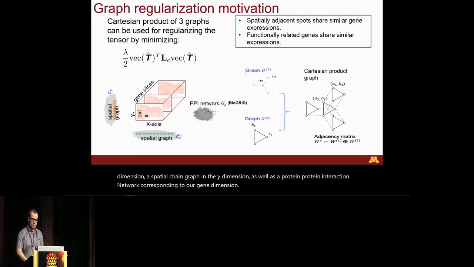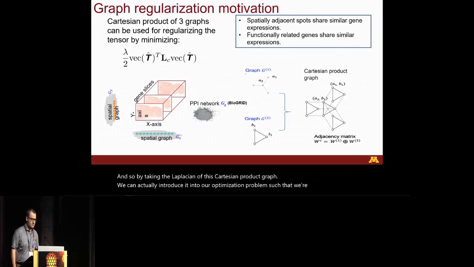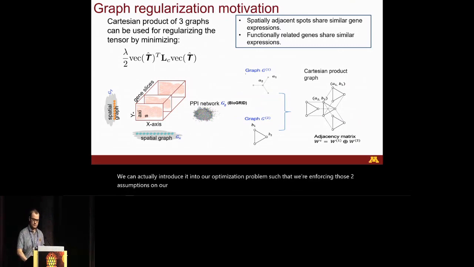By taking the Laplacian of this Cartesian product graph, we can introduce it into our optimization problem such that we're enforcing those two assumptions on our decomposition. Additionally, we have this hyperparameter lambda, which allows us to tune the level of trust we want to put in our network and the effect it's going to have on our decomposition.